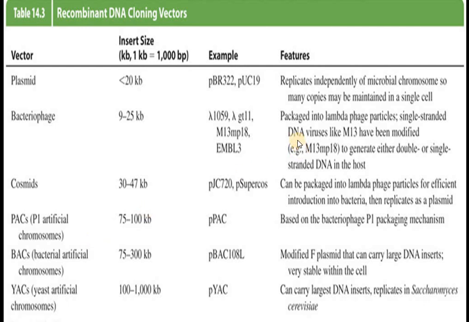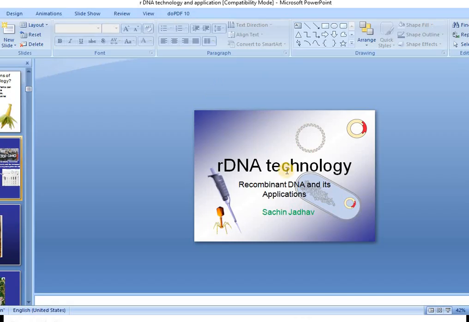So what are examples of plasmid vectors? For example, pBR322, then pUC19. Here I will resume it.